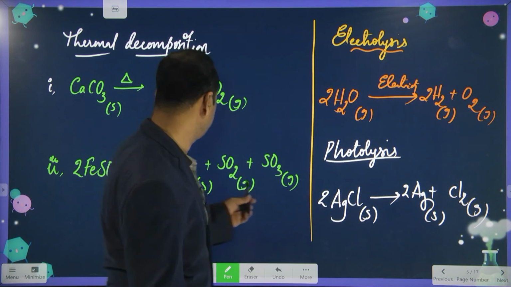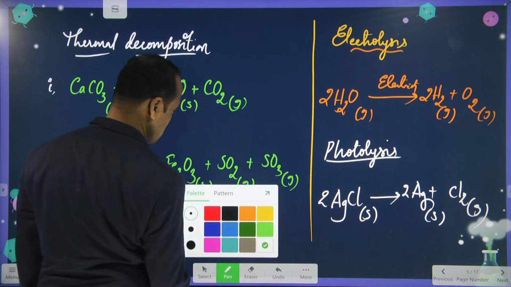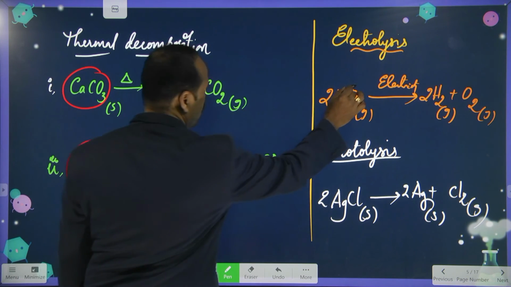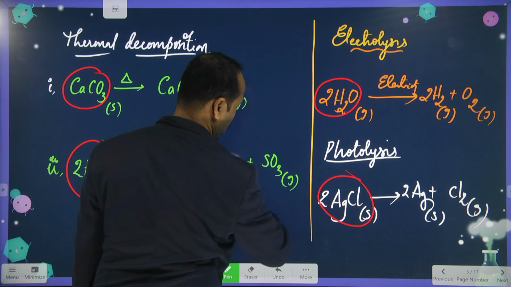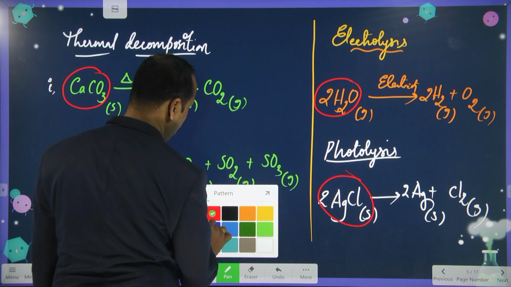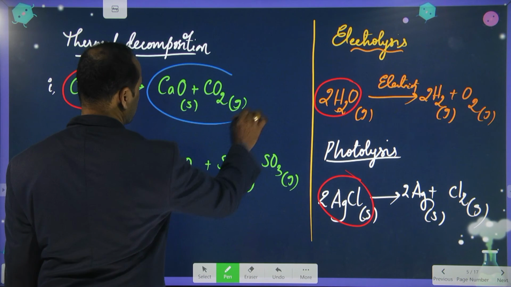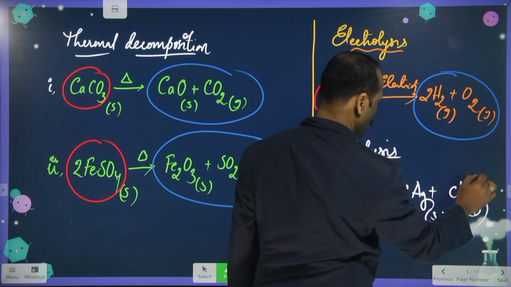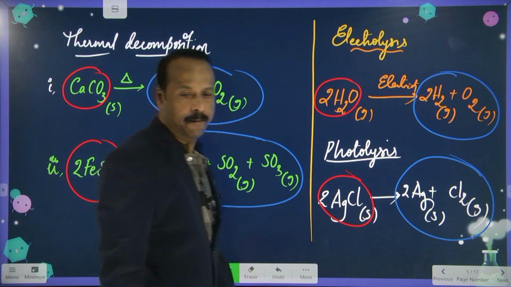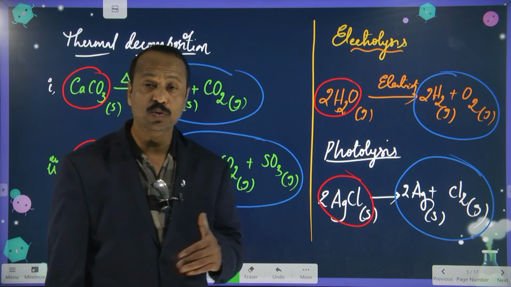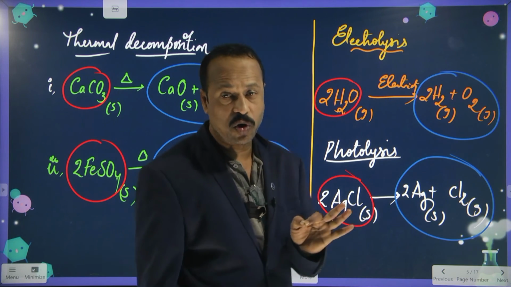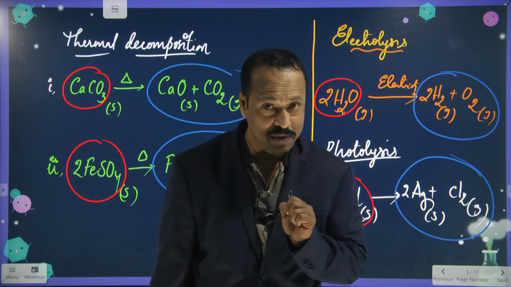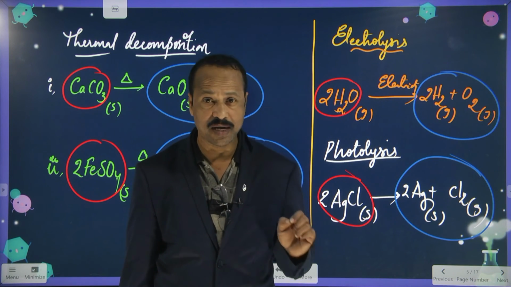In all these 3 cases, the reactant is only 1, but the products are 2 or 3. So one reactant is splitting or decomposing into 2 or more products. This process is called chemical decomposition. If the chemical decomposition takes place in presence of heat, that is called thermal decomposition.